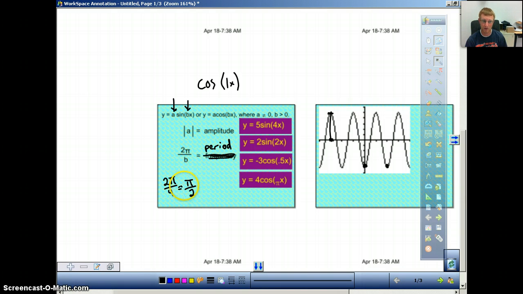Again, what that means is instead of the cosine or sine taking a full 2 pi to do one cycle, now it will be changed to only taking pi halves to do an entire cycle. Next one, 2 pi over 2 would equal pi, so that means the period would now be pi. If we did a half, so 2 pi divided by 0.5, that would equal 4 pi. So that means it would take a full 4 pi to do a full cycle.